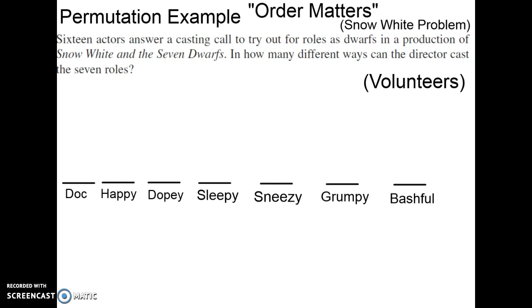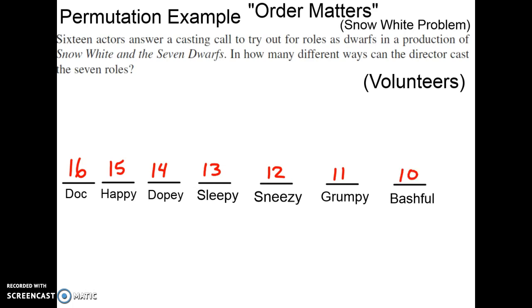So obviously there are 7 dwarfs, of those roles that need to be filled, and we have 16 people to choose from. And how many different ways can the director cast the 7 roles? Well, if we were to do this in order, and we have categories here, obviously we have roles, we can't be switching those. Order matters. So if we wanted to cast Doc first, we'd have 16 options there. And then if we were to move on to Happy, then we'd only have 15, and so on and so forth down the line.